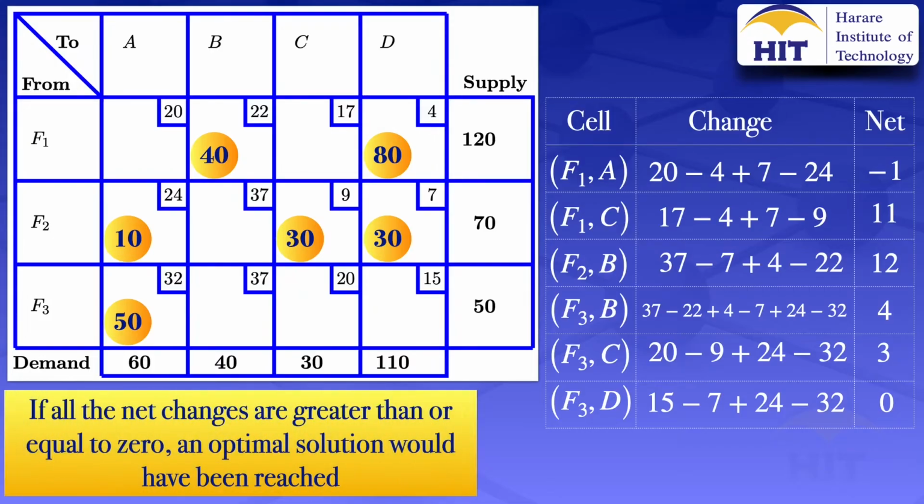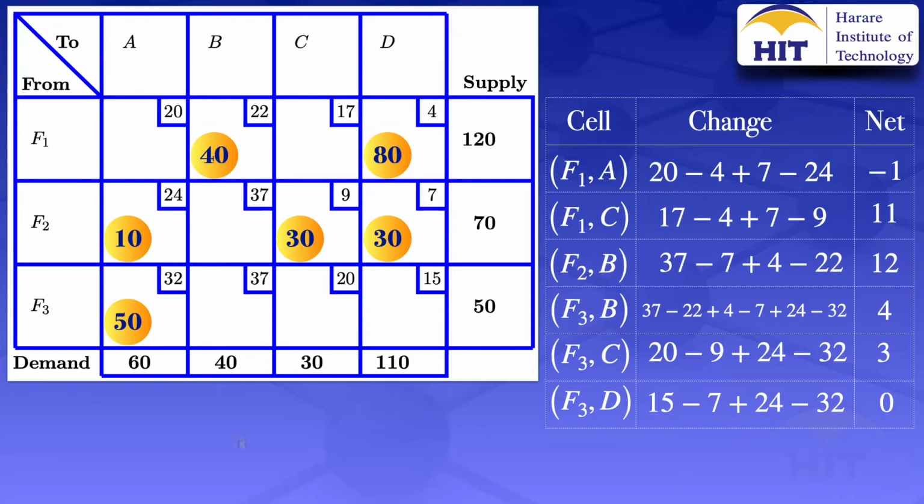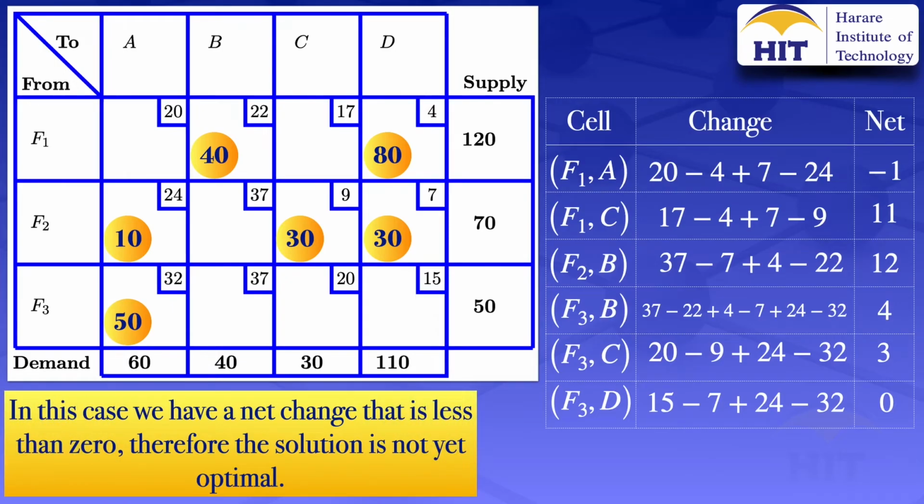So if all the changes are greater than or equal to 0, we would have obtained the optimal solution. But in this case, we see that there is a minus 1 there on the net change for F1A. So we haven't found the optimal solution yet, because we have a net change that is less than 0, the minus 1 here, this one.